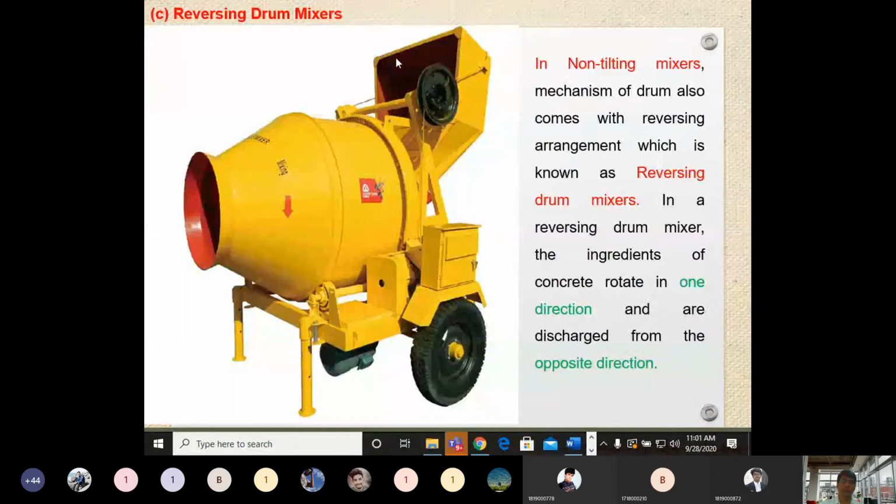Okay. Then we have another very important drum, the reversing type drum. Now, in case of the non-tilting mixers, we have seen that the drum is rotated in only one direction, that is along the horizontal axis. Okay. If you see the mechanism of the non-tilting mixers, the drum mechanism also comes with a reversing arrangement, which is known as the reversing drum mixer. In a reversing drum mixer, the ingredients of the concrete rotate in one direction and are discharged from the opposite direction. Okay.